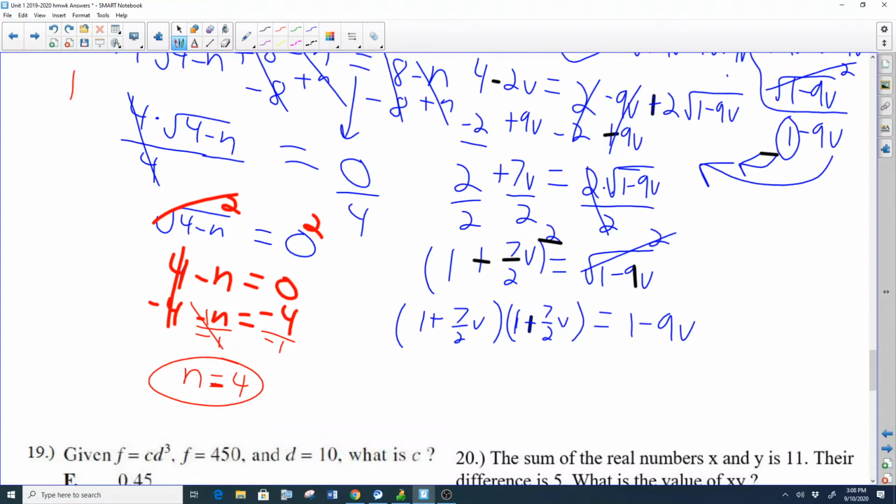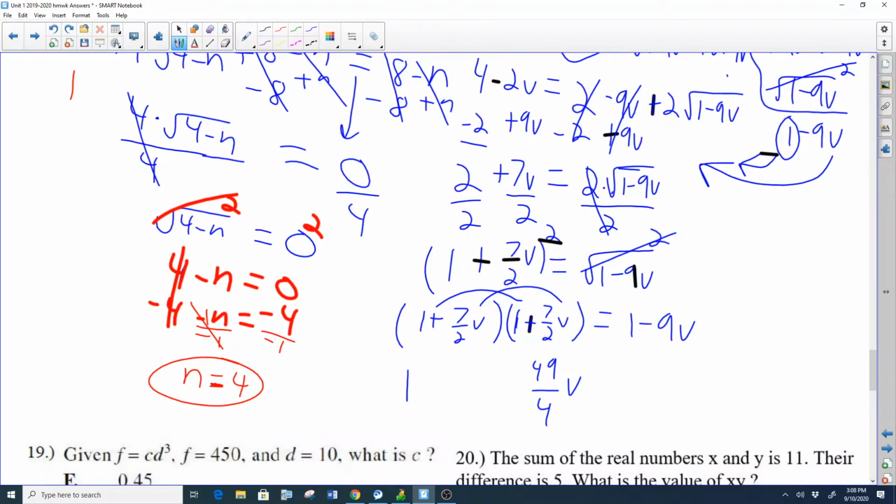Okay, so now at least we got rid of all the radicals, finally. So now we're going to do 1 times 1 is 1. 7/2 times 7/2 is 7 times 7 is 49. 2 times 2 is 4. So I just multiplied 7/2 times 7/2. So that's the first and the last term.